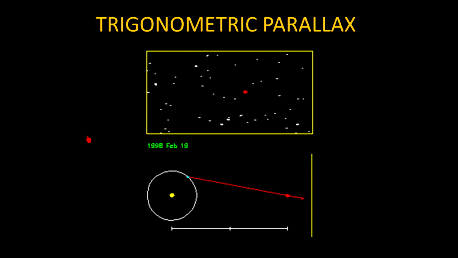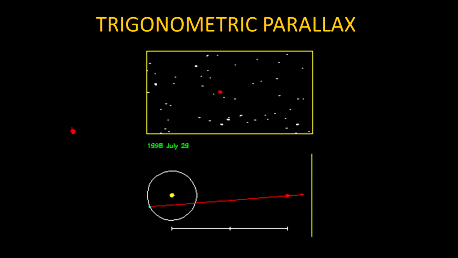This method is called trigonometric parallax, and the reason why it's called that is because what develops in this situation is a triangle, and the mathematics of triangles and other shapes is called trigonometry. So this is called trigonometric parallax. Now let me show you how this can be put into actual practice.